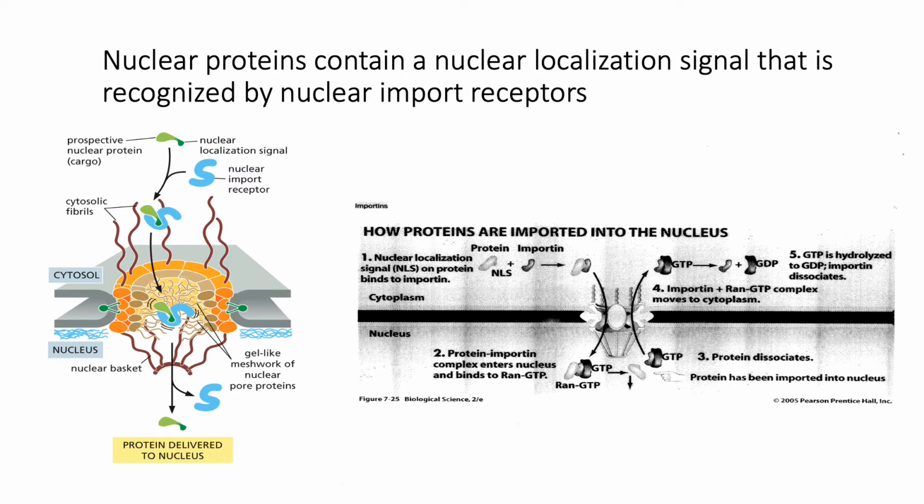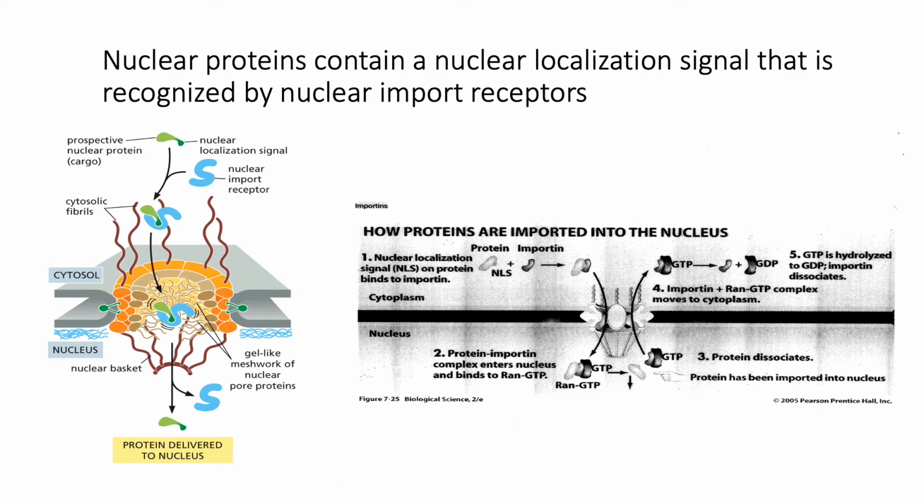In part number 2, on the bottom, it says the protein-importin complex enters the nucleus and binds to another protein in there, which is called RAN-GTP. It's another protein bound to GTP. What happens when that complex binds to the protein-importin complex is that the protein that's destined to get into the nucleus is dissociated from that complex, but the importin remains bound to the RAN-GTP complex. And so the protein has basically now entered the nucleus.